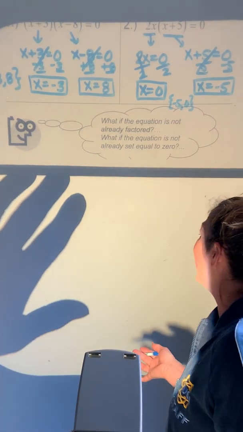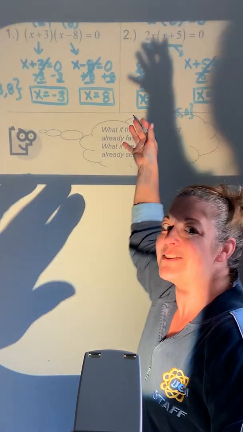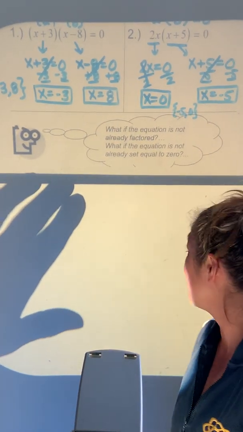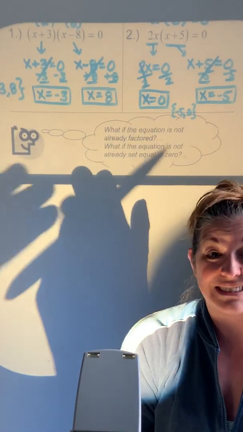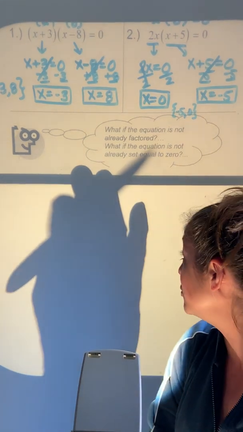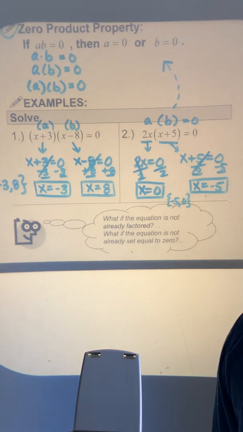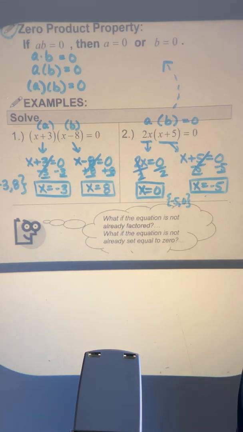Now, some things you might be asking yourself, this apparently is you, okay? You might be saying, well, yeah, but what if the equation isn't already factored like that? Or maybe, what if the equation's not already set equal to 0? What am I gonna have to do then? Well, hold on to your hats, because here we go.